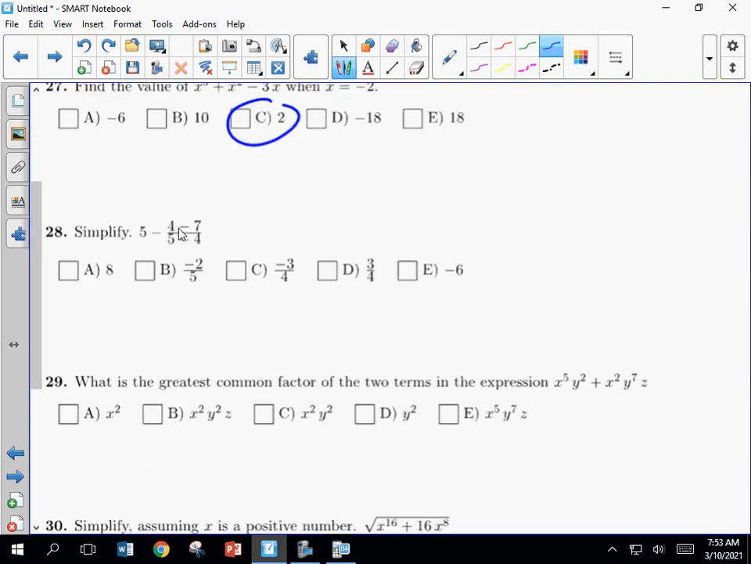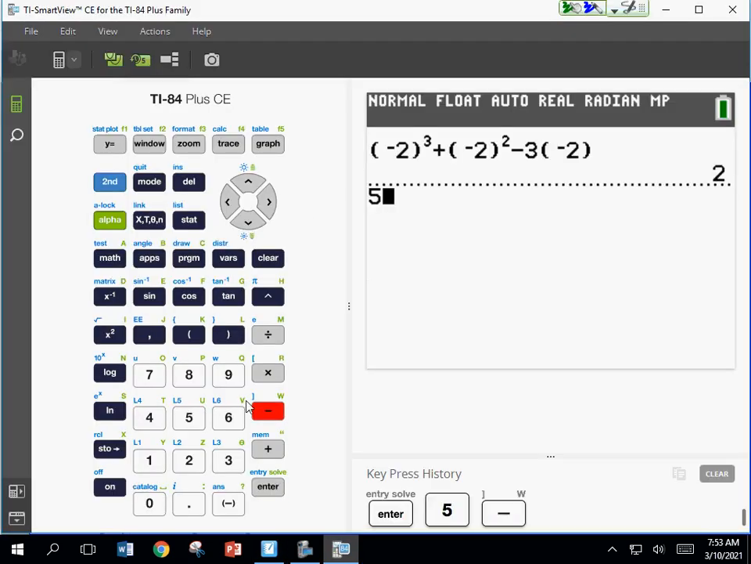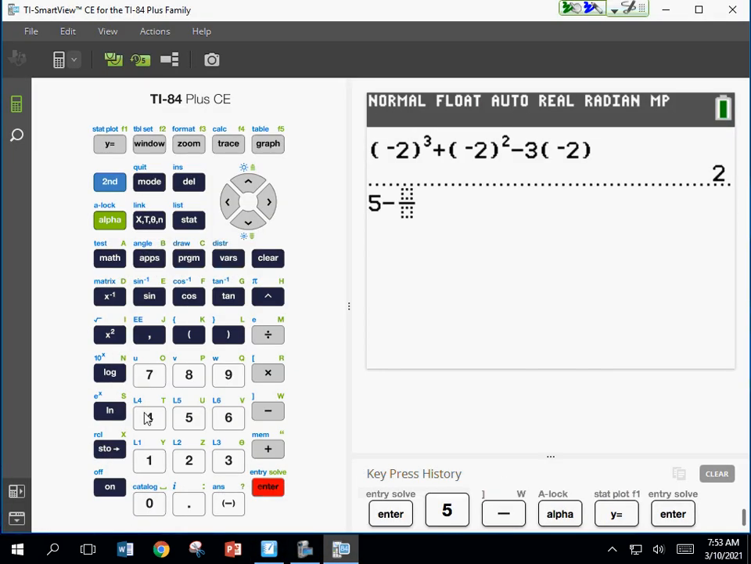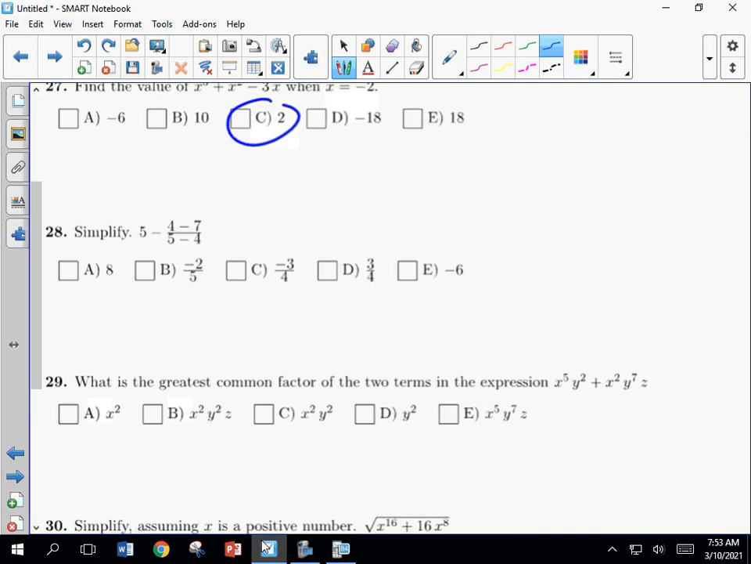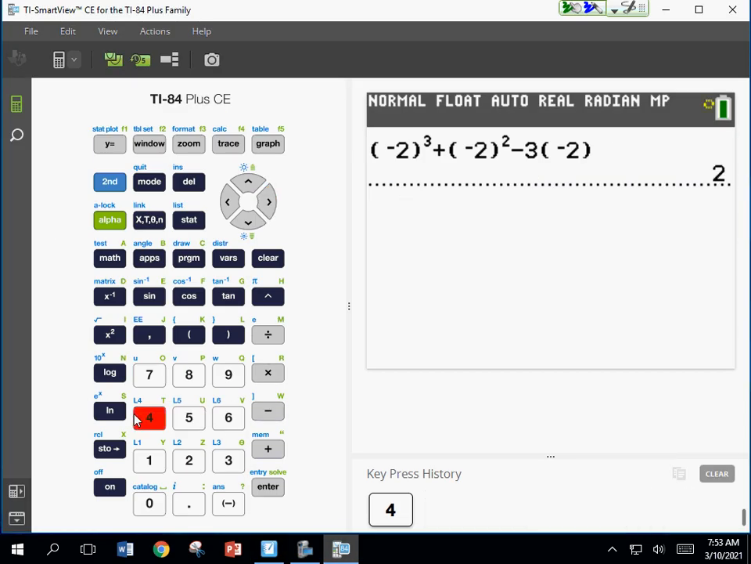Same thing here. Simplify this. It's all numbers, no variables, so we're just doing it in our calculator. So 5 minus, I'm going to use the fraction button again. What was it? 4 minus 7. So 4 minus 7, 5 minus 4. Hit enter. 8 is your answer.